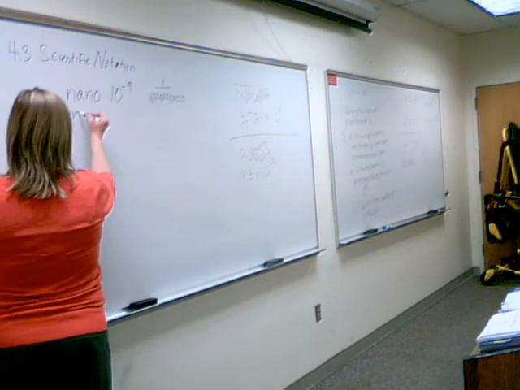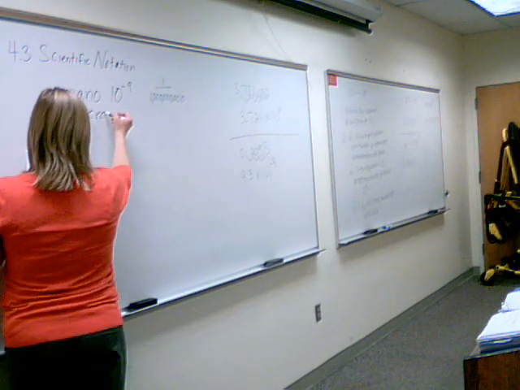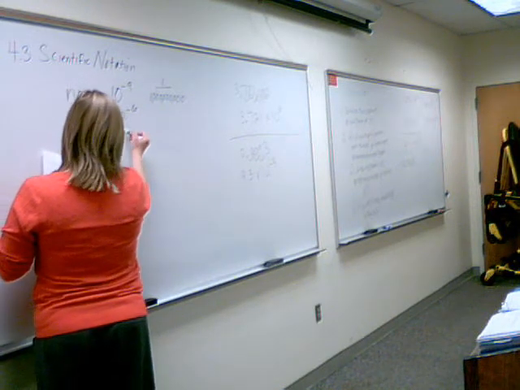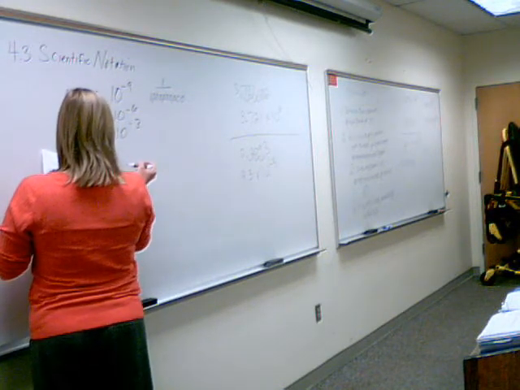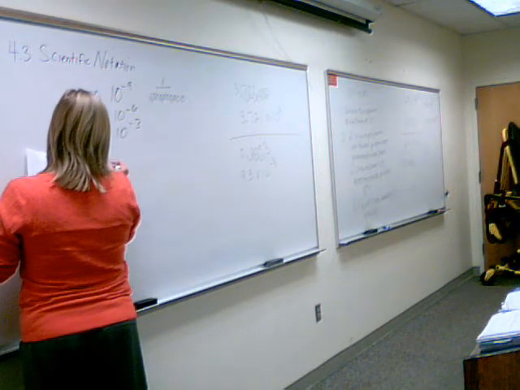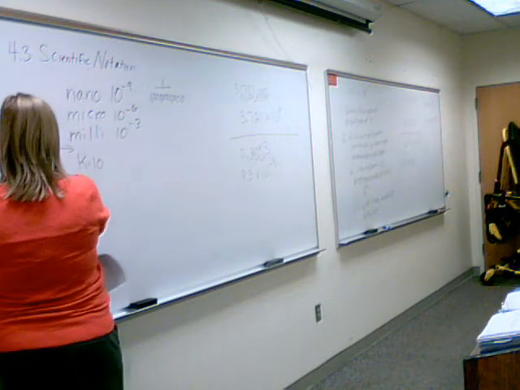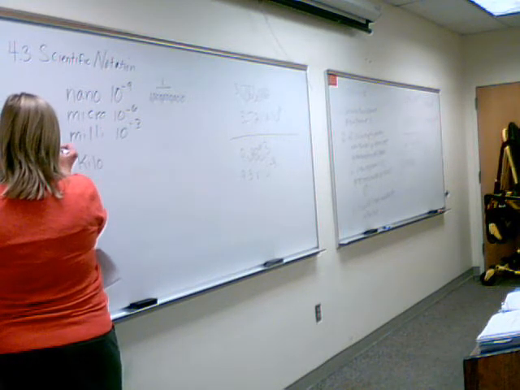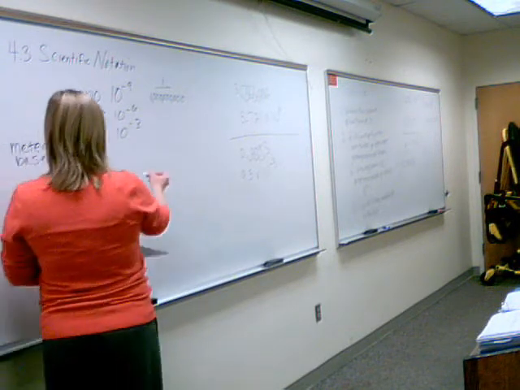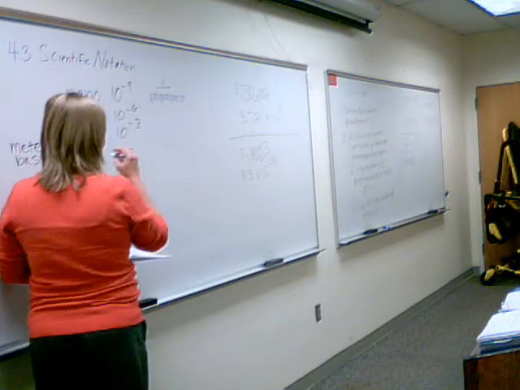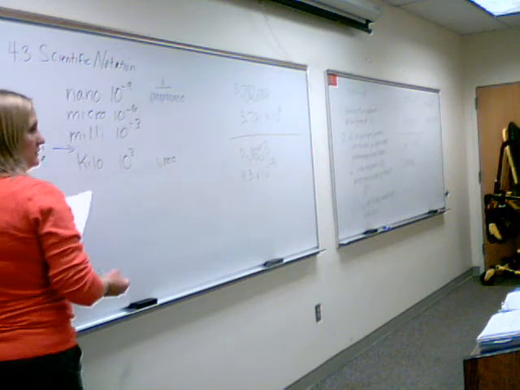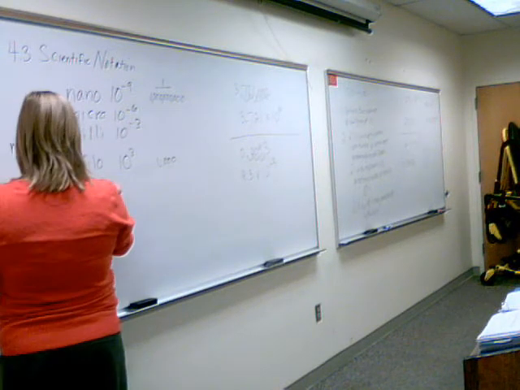A micro is 10 to the negative 6. Milli, 10 to the negative 3. A kilo, and this is where the meter, the base, is. So everything above is negative, everything below will be positive. A kilometer is 10 to the 3, so you multiply it times 1,000. Instead of multiplying by 1,000, you convert it as 10 to the 3rd.